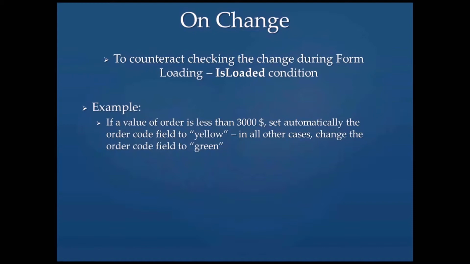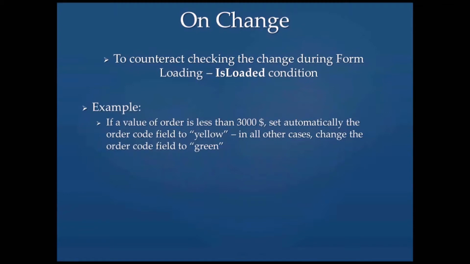What we want to do is create an on-change form rule for the order entity that will set a specific order code option set field to a certain value based on the total amount of the order. So if it's less than 3,000, the form rule will automatically change the option set to yellow. And in all of the other cases, it will change it to green.